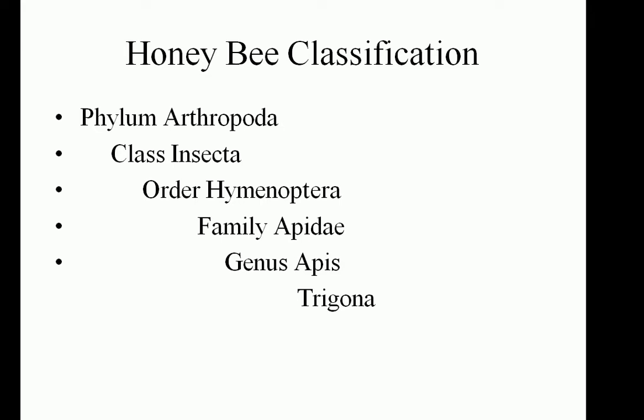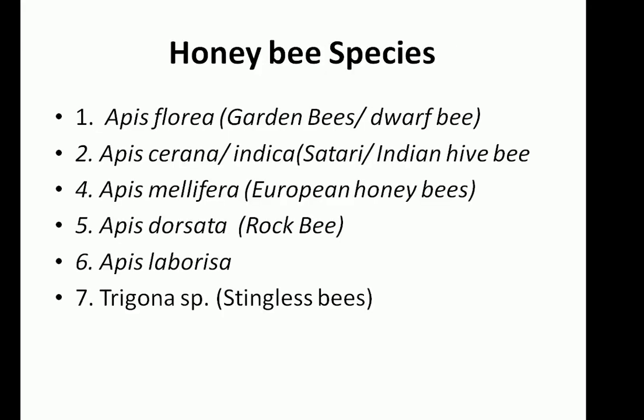We can look at and understand some bees, such as Apis florea. It is also commonly called the garden bee or the dwarf bee. Second, Apis cerana indica, also commonly called Satyri or the Indian hive bee or Asian bee. Apis mellifera is the third type of honeybee, which migrated from European or Italian countries. Then Apis dorsata is also commonly called the rock bee.